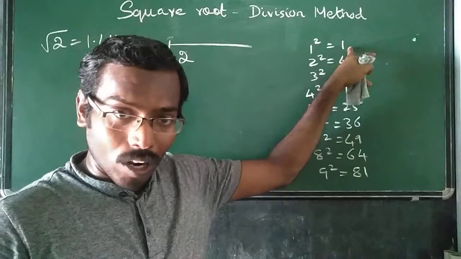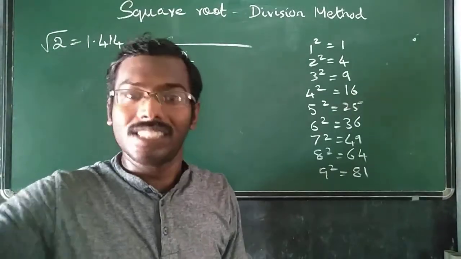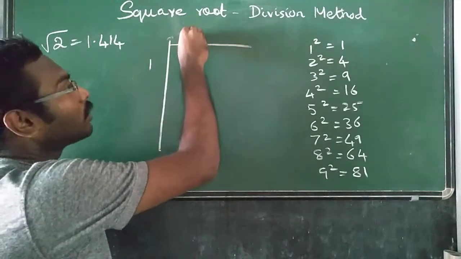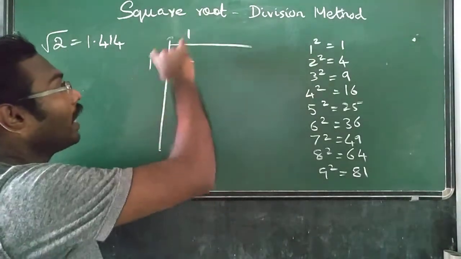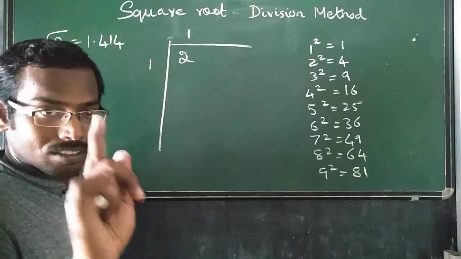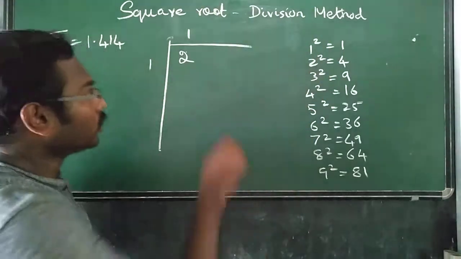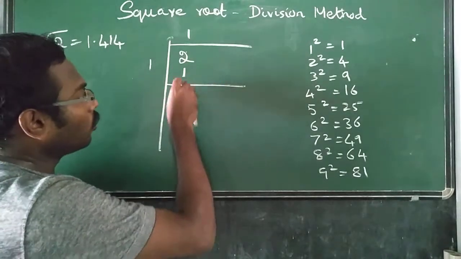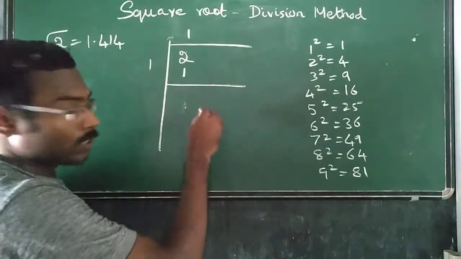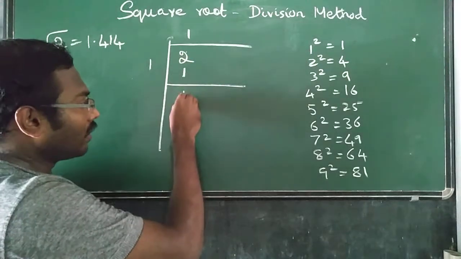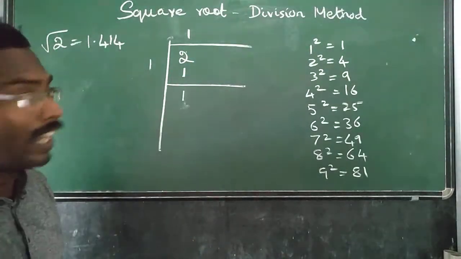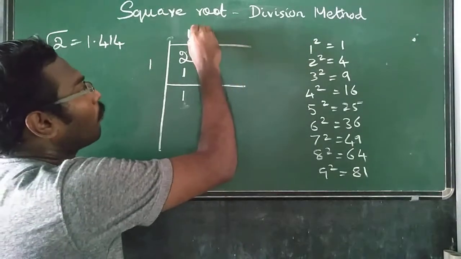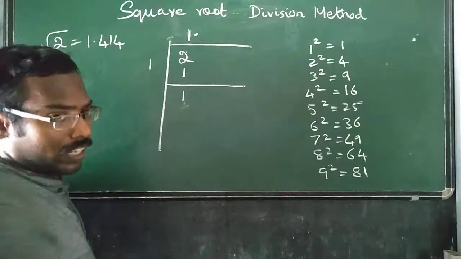1 square is 1, that is 1 into 1 is 1. Therefore, here you have to write 1, and here also you write 1, because 1 into 1 is 1. Remainder: 2 minus 1, the answer will be 1. Now there are no more digits, therefore, as usual, you have to put the point, the dot.